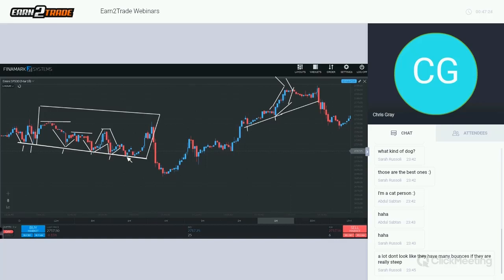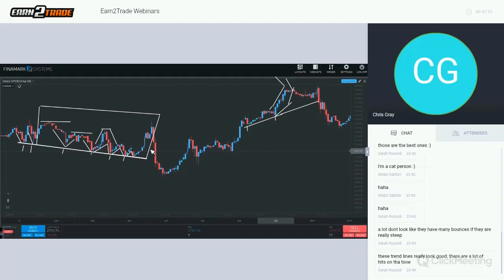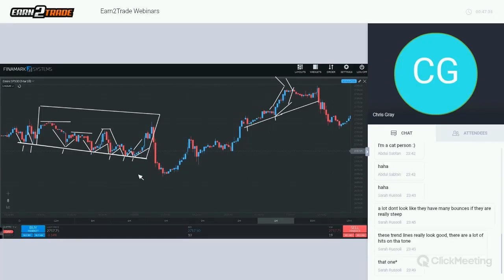Here we are. Worked our way back down to it, and hey, bounce our way right off of this line. And bink, bounce our way off of this line and worked our way up off of it. This is a great example of a trend line. So those trend lines look really good on there. Tons of hits. And yes, that's actually where I was going with this.